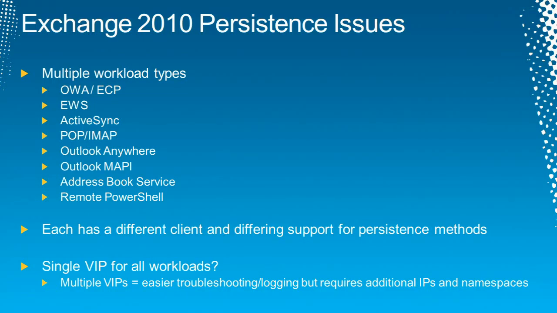Multiple VIPs, say I have mail.fabricam.com for Outlook Web App, but I have mobile.fabricam.com for ActiveSync, and I've got outlook.fabricam.com for Outlook clients. Now I have 3 VIPs. I have segmented my traffic, which means that my configuration per VIP is a little simpler, but I've increased my management at the load balancer level, and I've increased the number of namespaces that may be exposed to users.